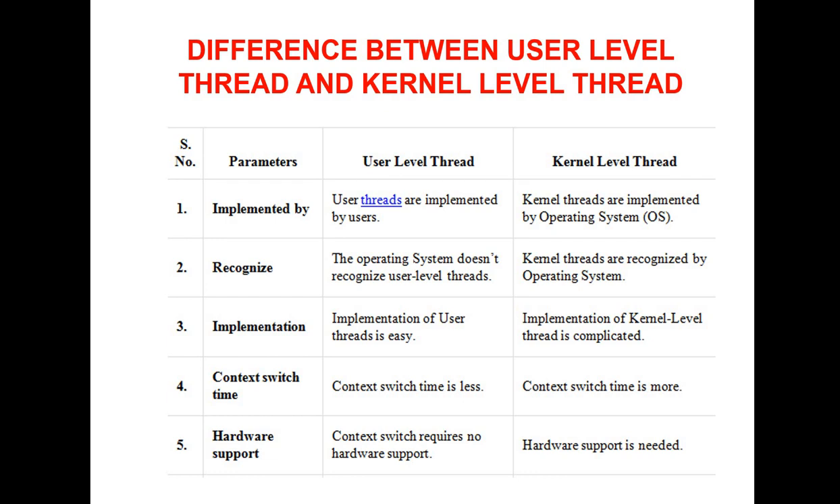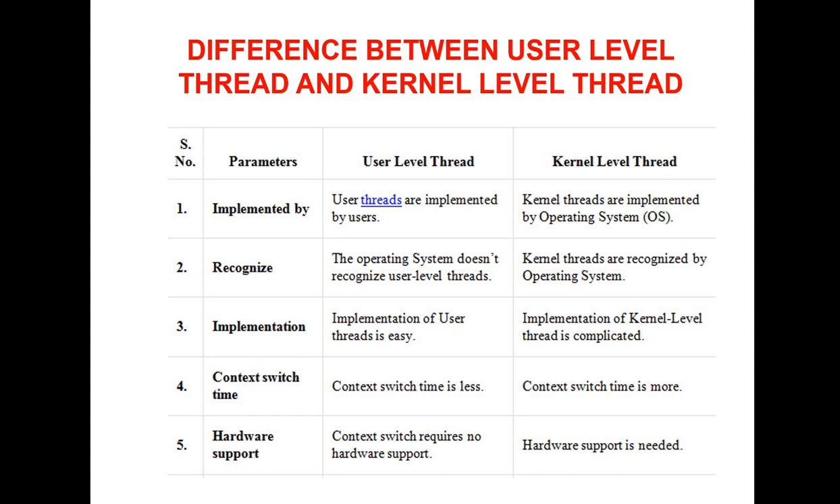I already said user level threads are implemented by the user, and kernel level threads are implemented by the operating system. The second parameter is recognition. User level threads are not recognized by the operating system. In the kernel level thread, it is recognized by the operating system.